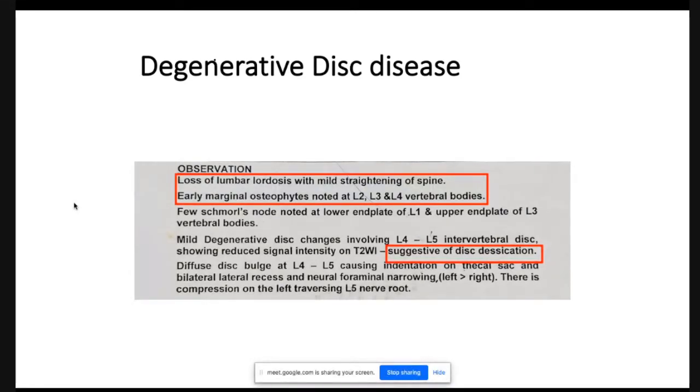And when you see him, if you are observing correctly the prakriti of the patient, he may be a vata pradhana prakriti person. Okay, and all these will be suggestive of disc desiccation.